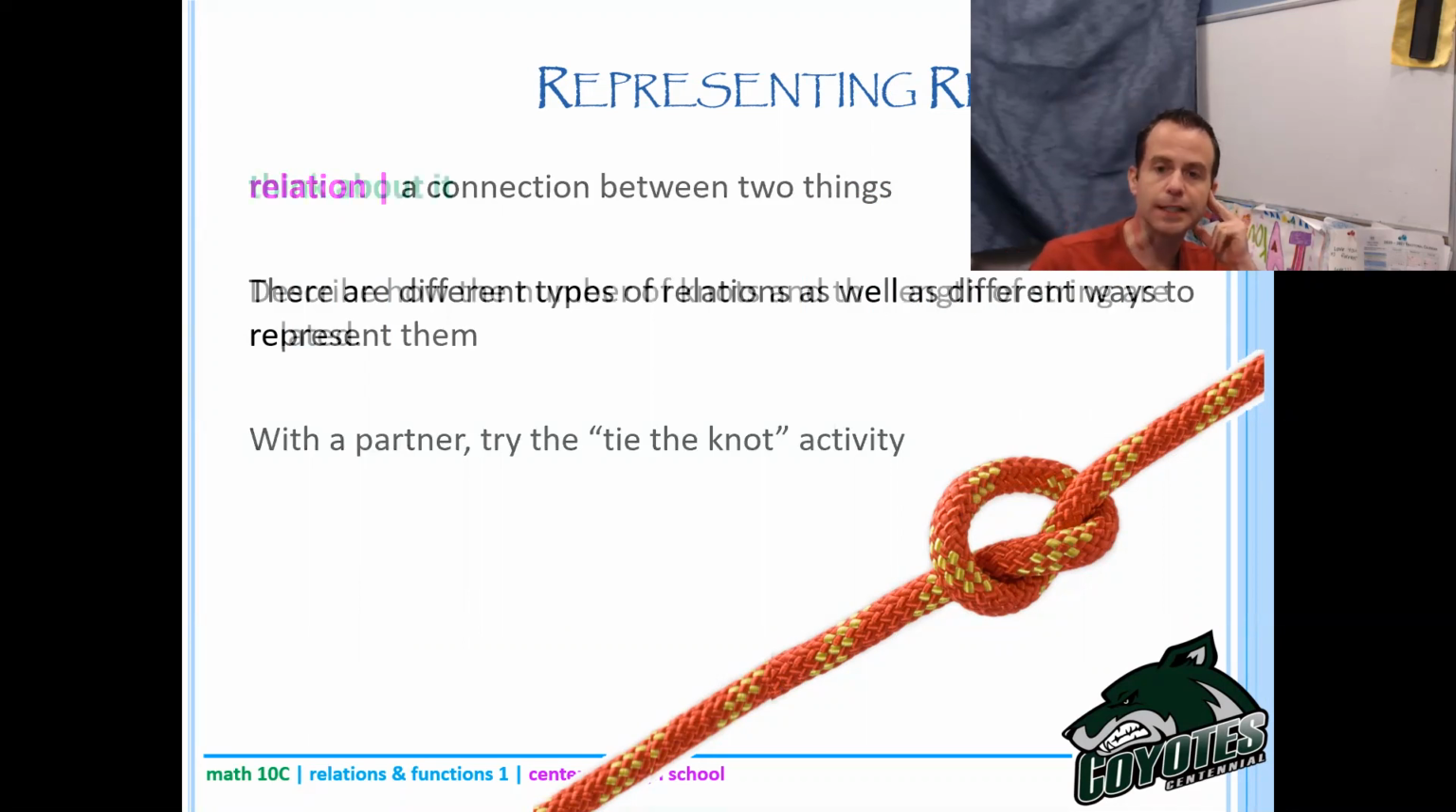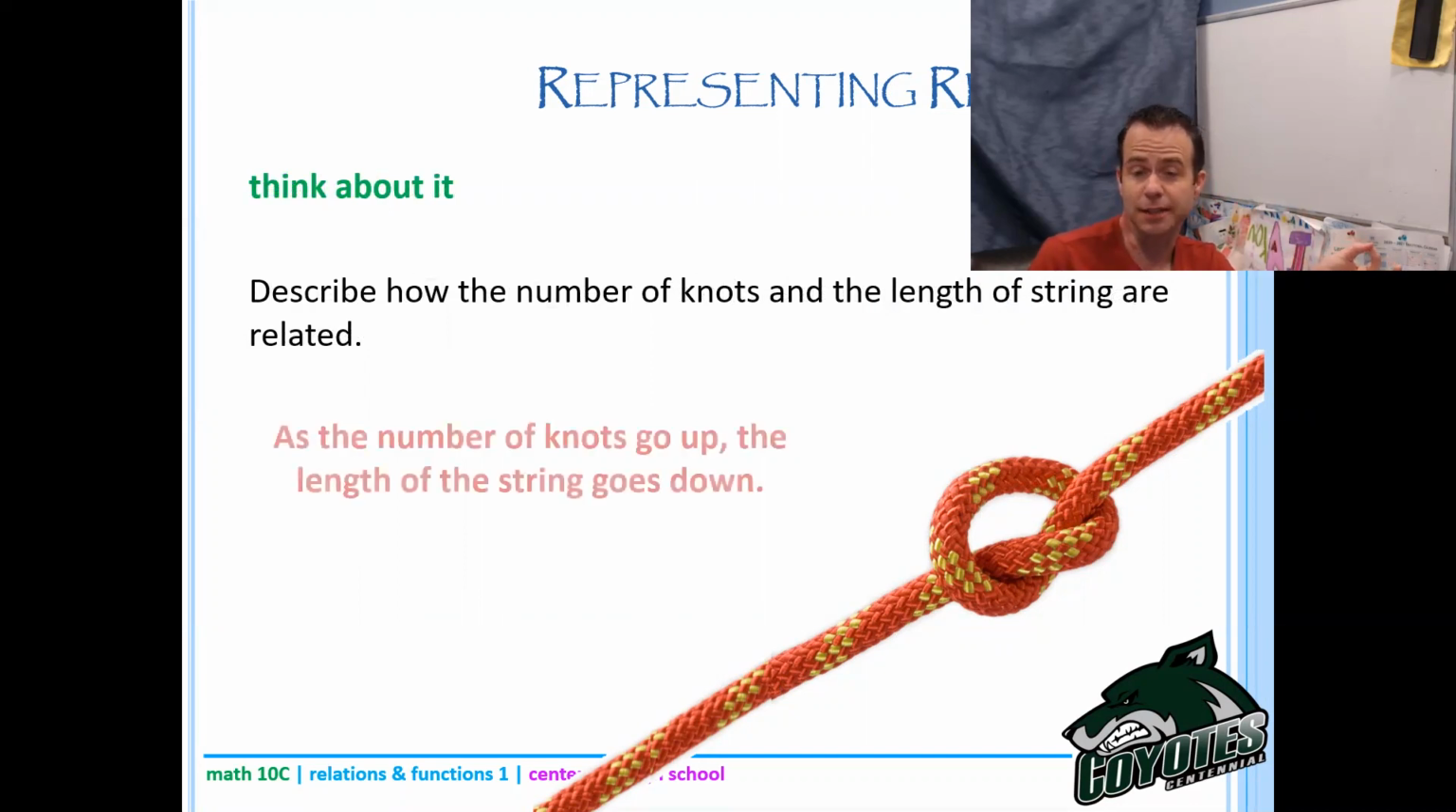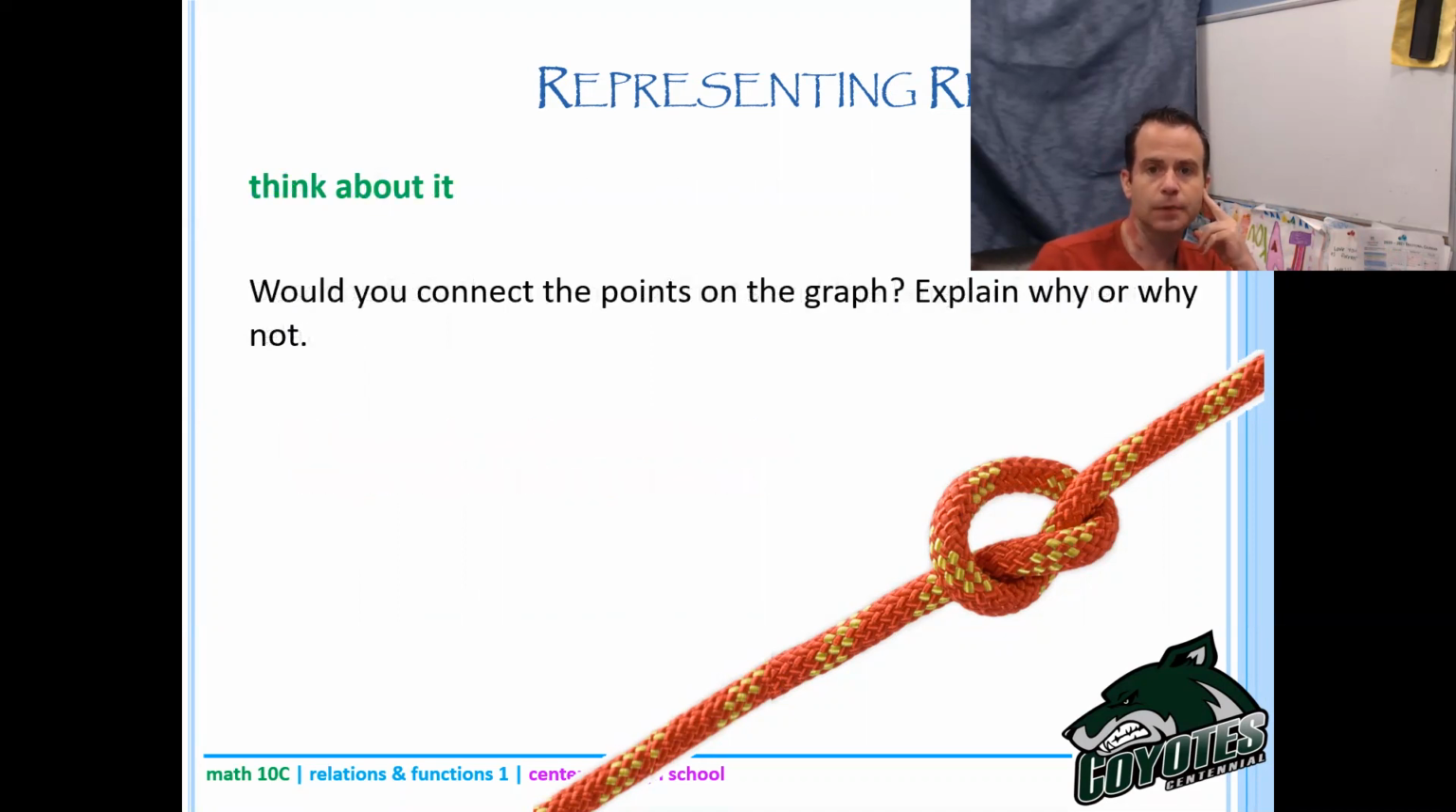So the debrief of that would be to describe how the number of knots and the length of the string are related. As the number of knots goes up, the length of the string goes down because you need some of the length of the string to actually tie the knot. Would you connect the points on the graph? Explain why or why not.